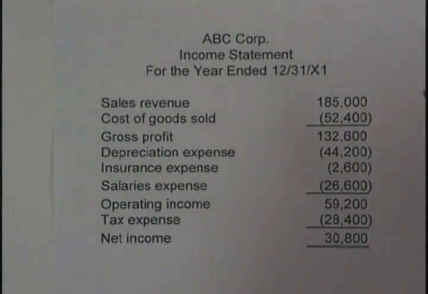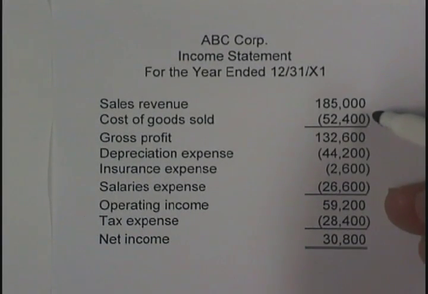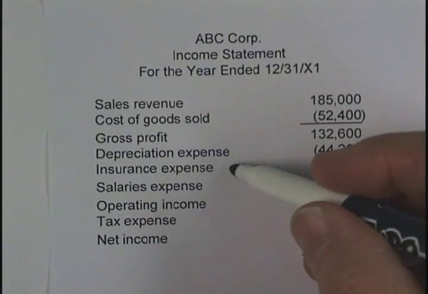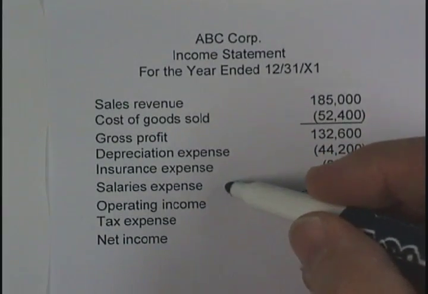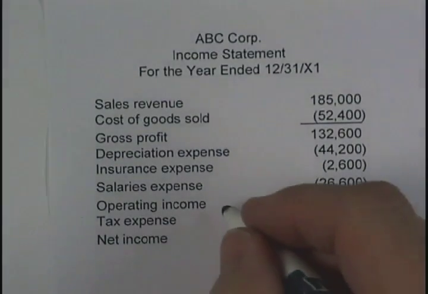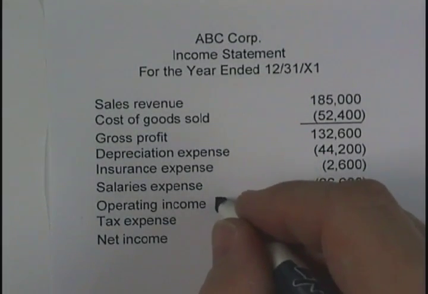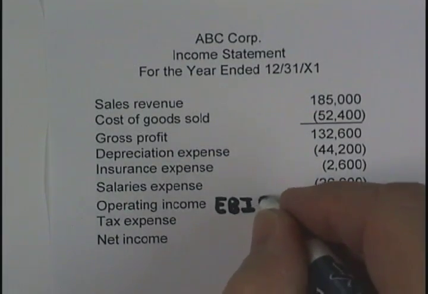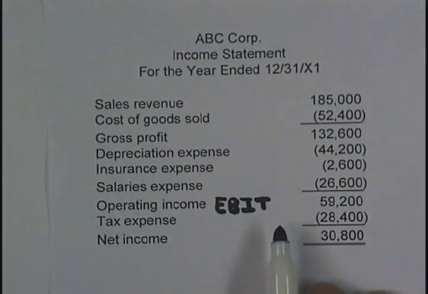Our income statement, of course, starts with sales revenue, and then we subtract our cost of goods sold to arrive at gross profit. Then we take off the typical operating expenses such as depreciation expense, insurance expense, salaries, and things like that, to bring us down to what's called operating income, or often we will abbreviate that EBIT, which stands for earnings before interest and taxes.